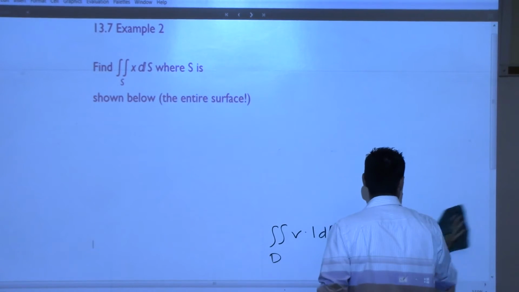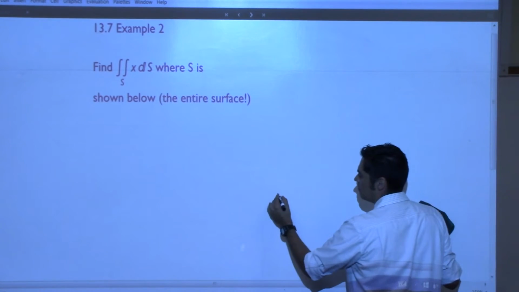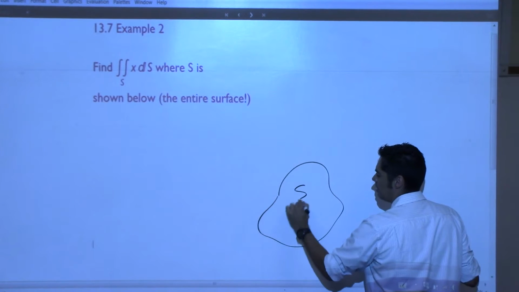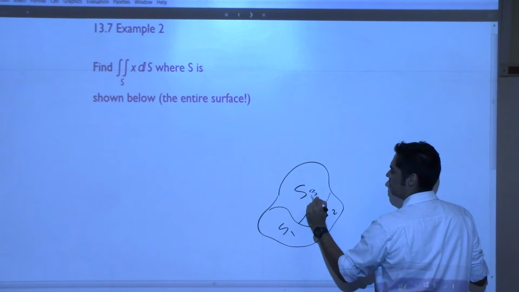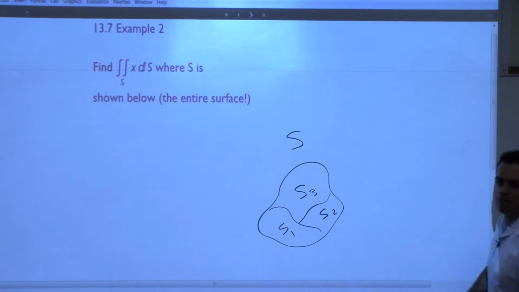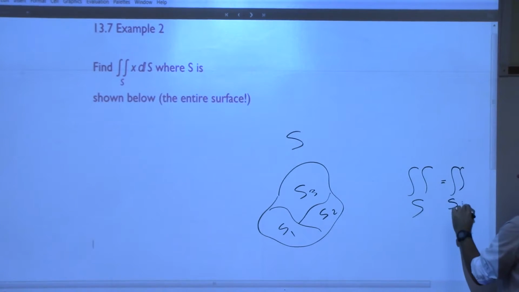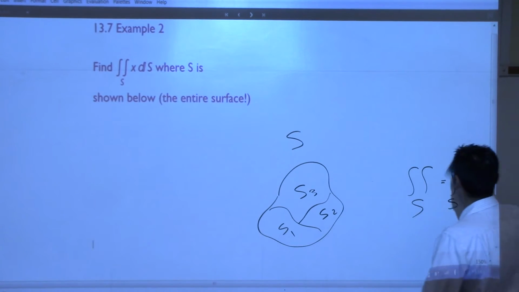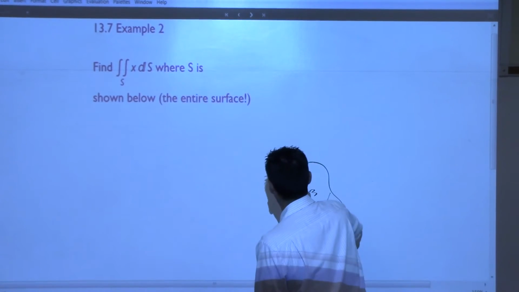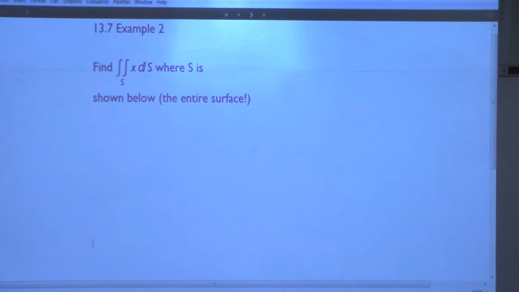And then you would add up all those answers, yes. I didn't discuss it, I didn't put it in the notes, but if you have some surface S that can be broken up into smaller pieces S1, S2, S3, then the surface integral over S is equal to the surface integral over S1 plus the surface integral over S2 plus over S3. Put them all together. Even if those surfaces come around each other and close in a solid, that's fine.